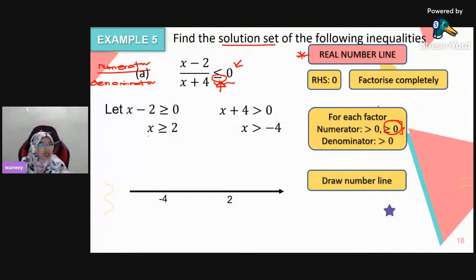So this is for x greater than or equal to 2. Make sure you have a dense circle at 2 going to the right hand side. The second one is for x greater than negative 4. So open circle at negative 4 going to the right hand side.